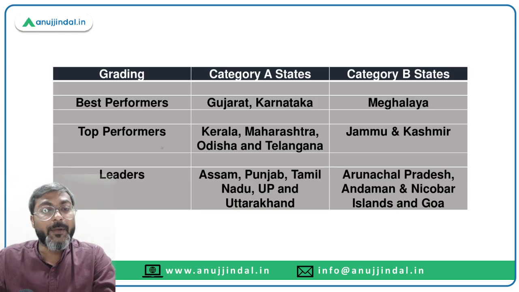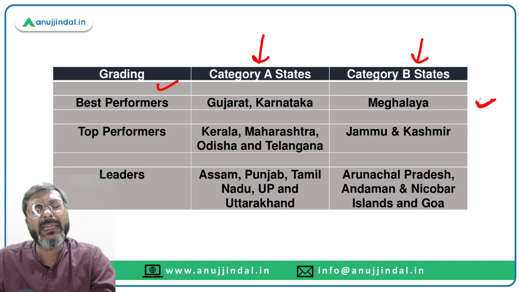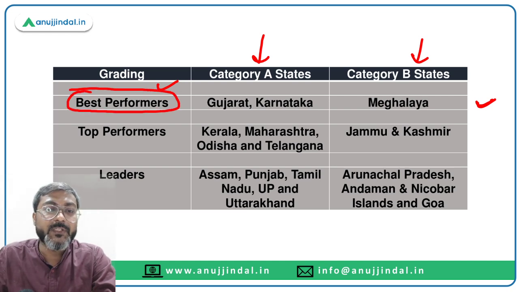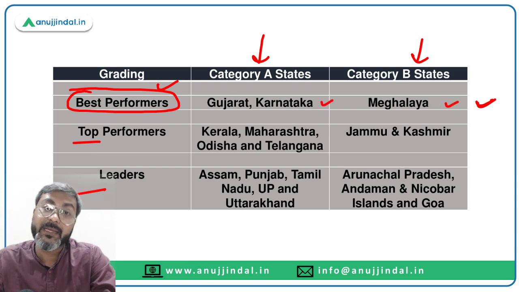And now let's talk about the ranking. So these are the grading, these are the rankings of the category A states which come under these grading. These are the category B states which come under these grading. Now again, the rankings have not been provided, right? The ministry has provided the list of states which are the best performers, the top performers, the leaders, and other two as well, which we will study on the next slide. So the best performers in category A are Gujarat and Karnataka. In category B, it is Meghalaya.